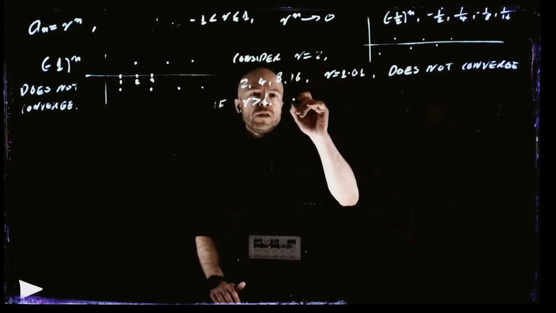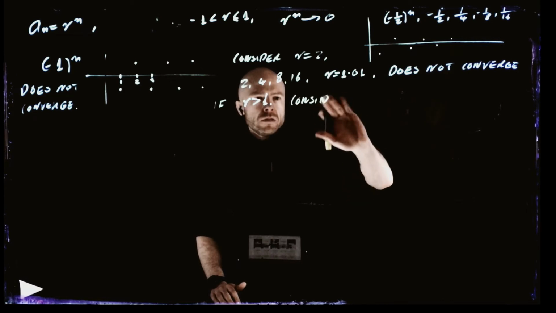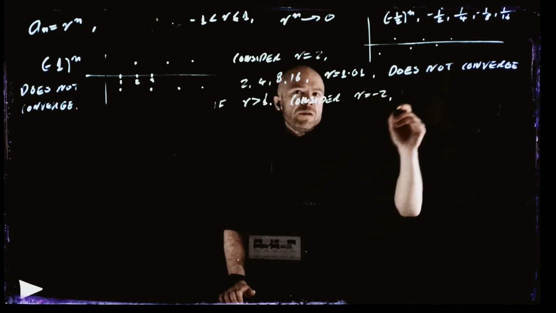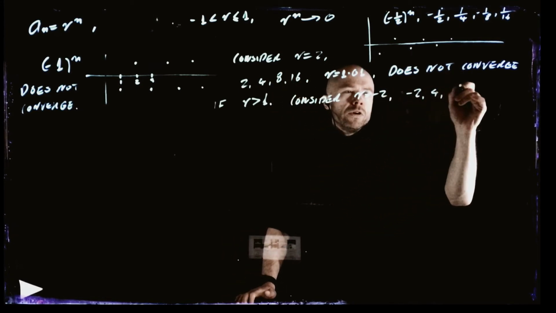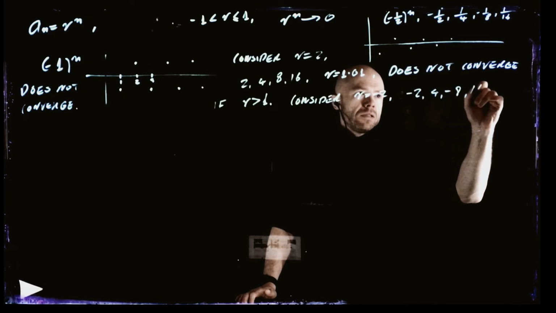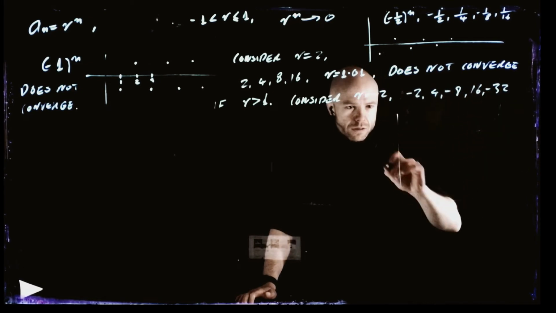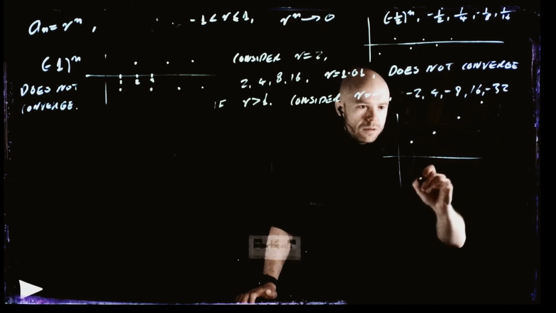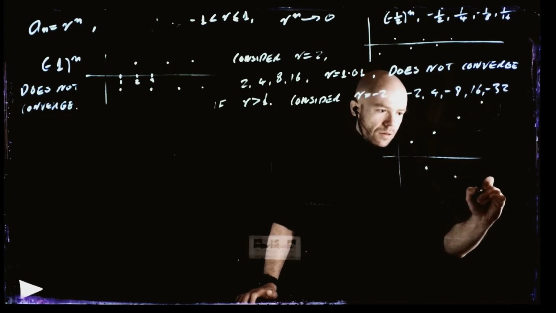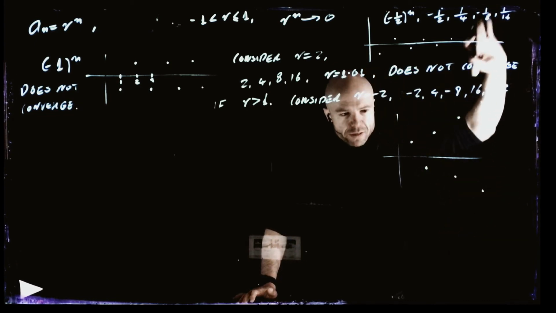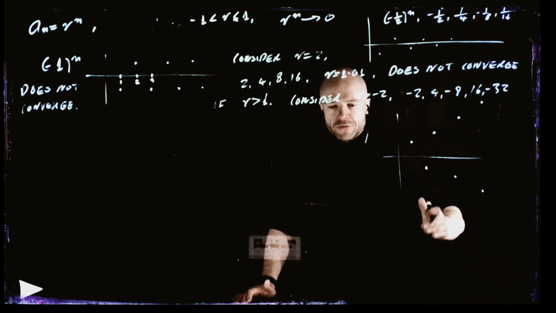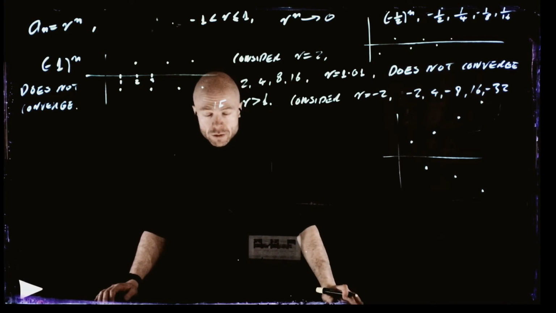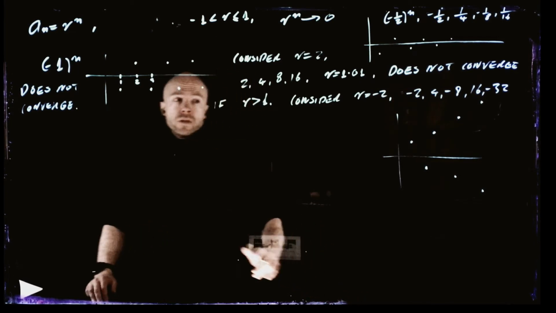So consider r equals -2, then we're going to have -2, 4, -8, 16, -32, right? So for the even n, we're blowing up like this, and for the odd n, we're blowing down like this. So it's failing to converge again, and it's failing in a very spectacular way. Cool. So we understand everything, right?